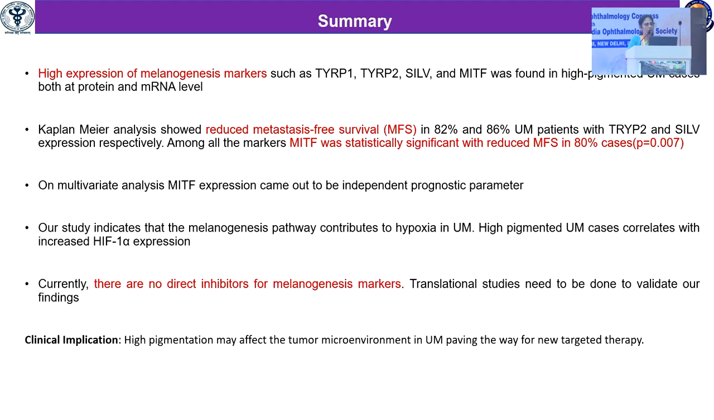melanogenesis pathway contributes to hypoxia in uveal melanoma, and high pigmented cases correlated with increased HIF1 alpha expression. So currently there are no direct inhibitors for melanogenesis markers. We need to do translational studies further, and this may pave the way for new targeted therapy. Thank you.